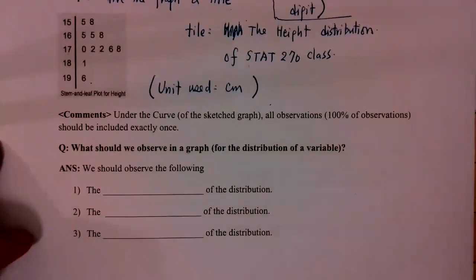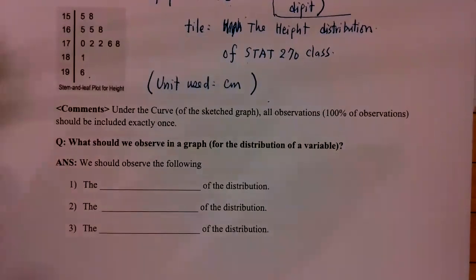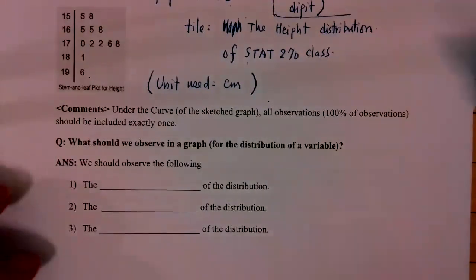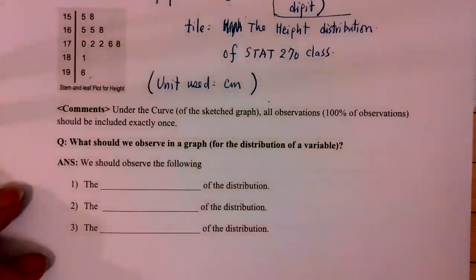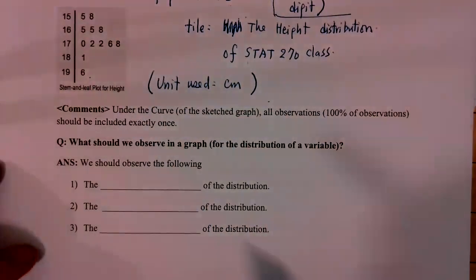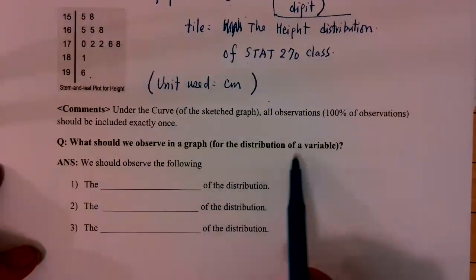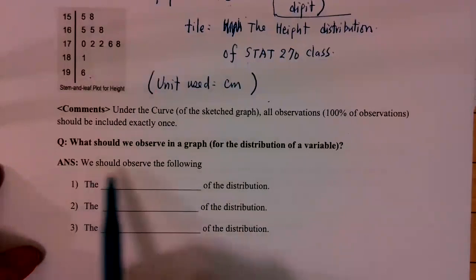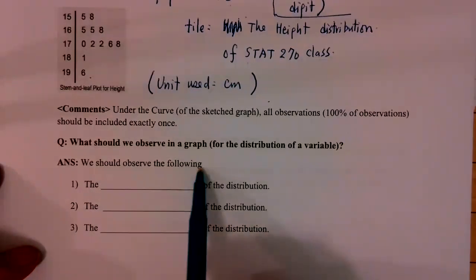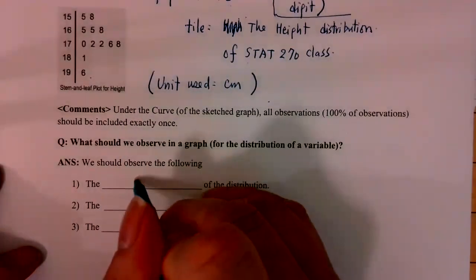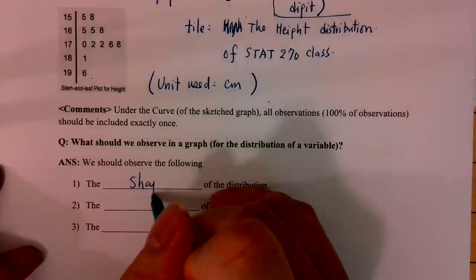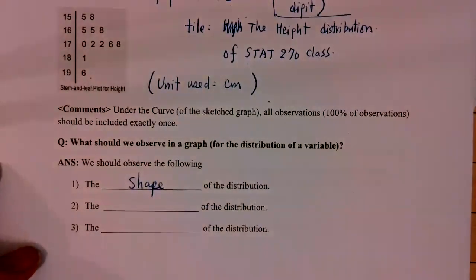We say a picture is better than 1,000 words. Now I give you the picture. What should we look at in the graph? What should we observe in the graph for the distribution of a variable? The answer is we should observe the following. First one, we should look at the shape of the distribution.